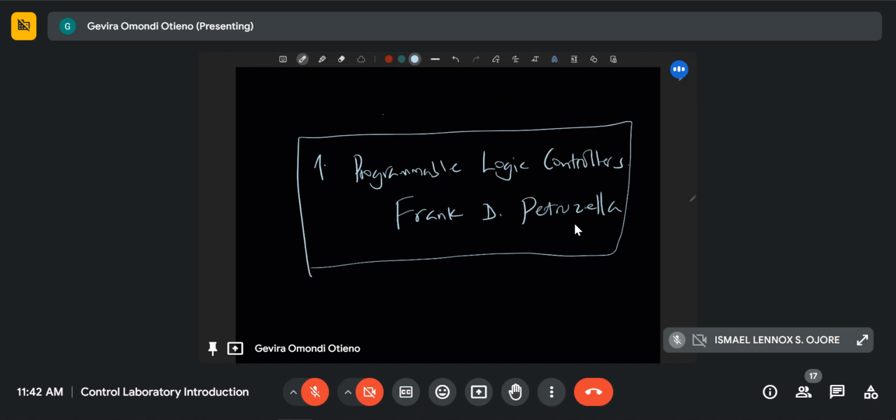ask them for this book that is here, Programmable Logic Controllers by Frank D. Petruzella. This book, I'm telling you, is going to help you a lot in understanding the PLCs, the basics. So the basics you'll just read quickly in chapter 1. It will just give you the basics, and it's self-explanatory with illustrations.